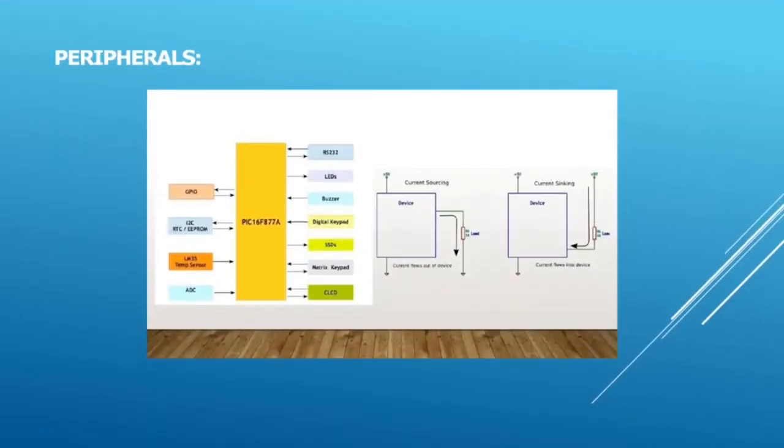Now the peripherals of the PIC microcontroller we have chosen. You can see it consists of basic pins and the basic connections. You can connect ADC and temperature sensor, GPIO, RS232, and LEDs for digital keypad, SSDs, matrix keypad, CLCD. On the right side, you can see the connections like device and current flows of the device and load resistance. You can see the current and load resistance.